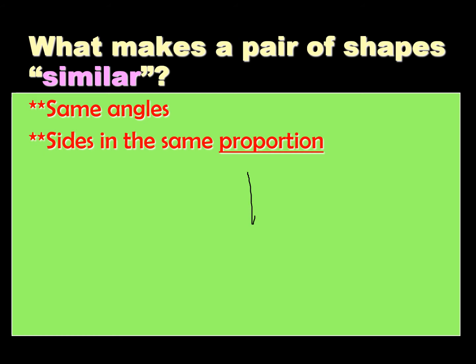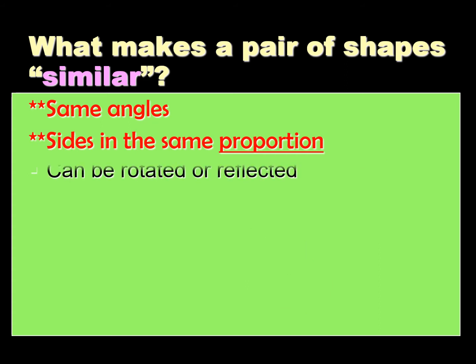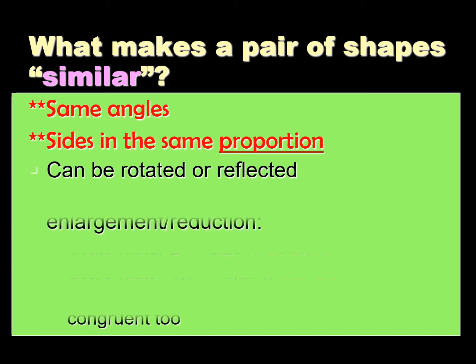So like if I've got a rectangle and another rectangle, well, if the short end here is 4 and the short end here is 2, that's twice as big. The same proportion means if this is 3, then this would have to be twice as big, 6. That's the same proportion. This one's doubling and this one's doubling. So they have to be at that same rate of increase. All right? They can be rotated, reflected. It doesn't matter how they're turned or flipped over.